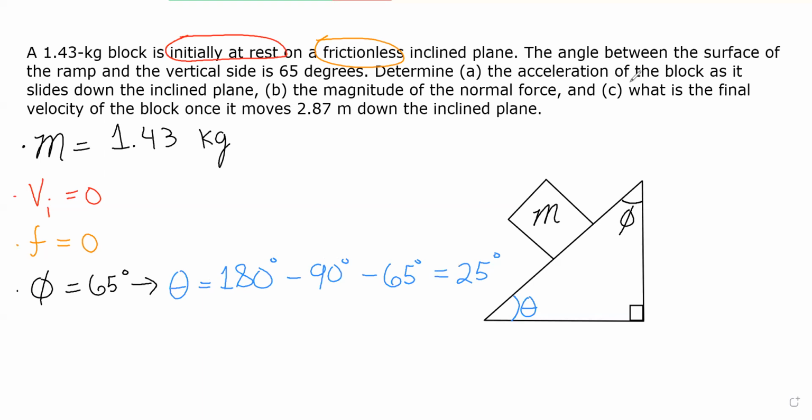Finally, they give us a distance x is 2.87 meters. So let's find the acceleration, the normal force, and everything else. Well, first off, we can still graph some forces acting on the block, even though there's not many. There's a normal force. Again, normally there's a force pressing the block up the ramp. Normally there's friction, but those don't exist in this problem. But there is gravity still.